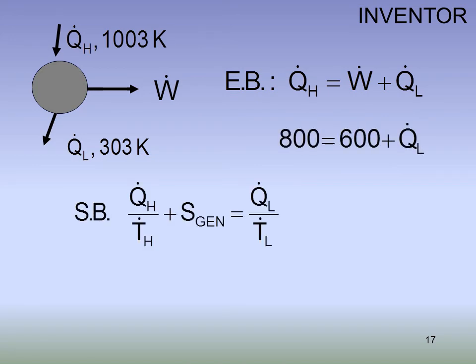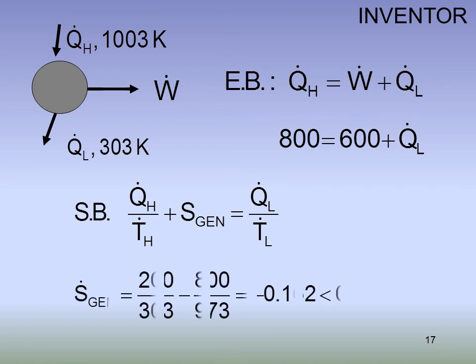Plug in the numbers, and in this case we have enough information to calculate S generated from his claim, so we can calculate what QL is. It must be 200. And so we'll calculate S generated, and when we do, we find out that it is negative. And if S generated is negative, it just won't work. It violates the second law of thermo.